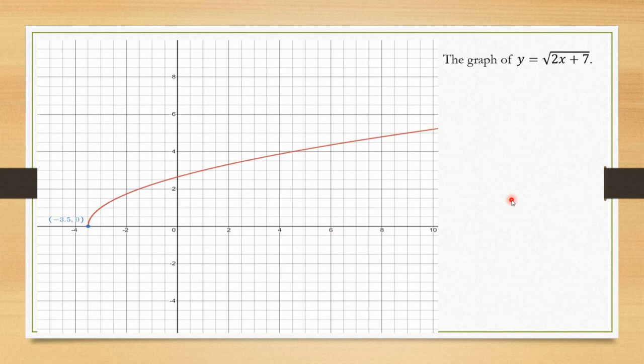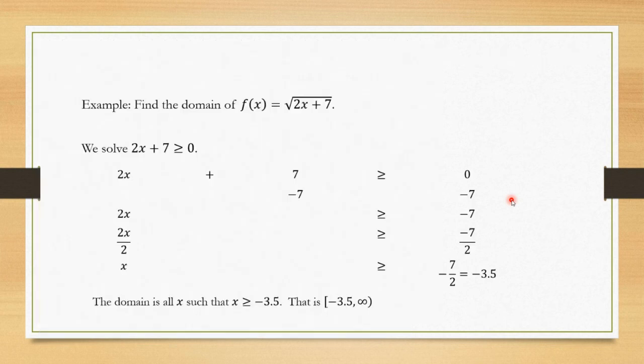Yeah? Question? So x cannot equal negative 3.5, and x is greater than or equal to 0? No, we want 2x plus 7 greater than or equal to 0. And we solve the inequality to determine when that happens. And that happens exactly when x is greater than or equal to negative 3.5. Oh, so this one isn't when x doesn't equal 0 in this one? No, not this one, because you have a square root here.